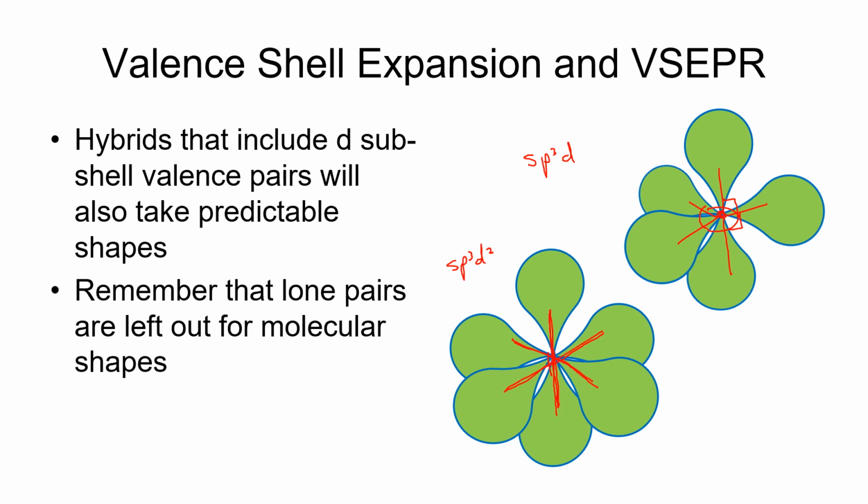All right, so when we're going to make our molecular shapes, we're going to leave out the lone pairs, even though they help with the overall shape of the molecule, right? Molecular shapes don't have lone pairs. Okay, so let's look at the first one.